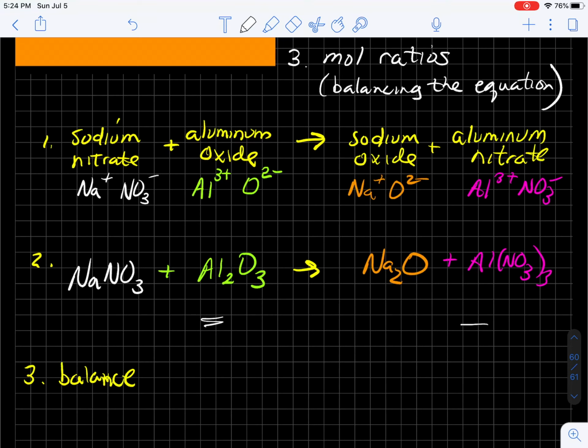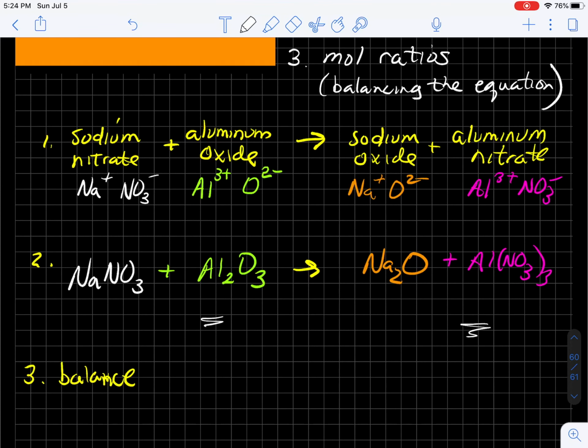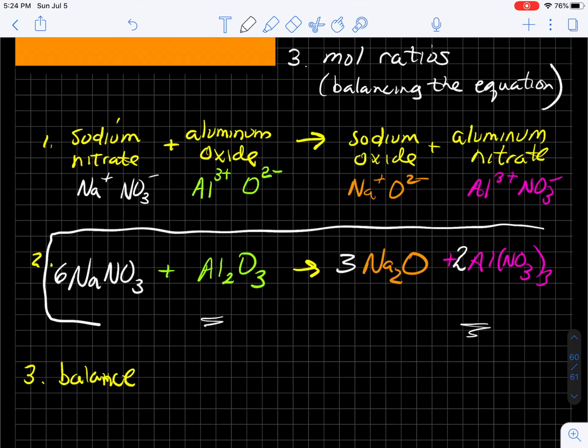Here's my technique here. I have 2 aluminums on the left side, so I need 2 aluminums on the right side. Now I can't change the formula for aluminum nitrate. That's a no-no, because then it wouldn't be aluminum nitrate anymore. But I can put a 2 in front of the aluminum nitrate. So now I have 2 atoms of aluminum on each side. I have 2 moles of aluminum nitrate. So that gives me 3 nitrates times 2, a total of 6 nitrates. So I can put a 6 out in front of the sodium nitrate. Now I need 6 sodiums, so I'm going to put a 3 out in front of sodium oxide.